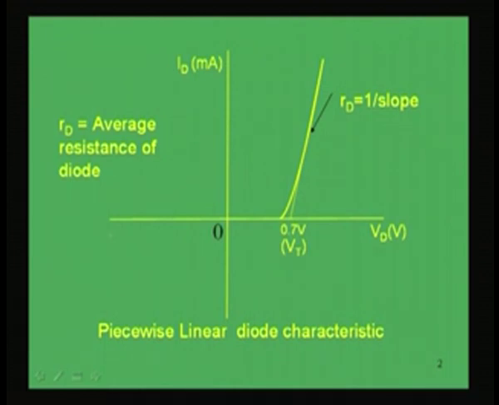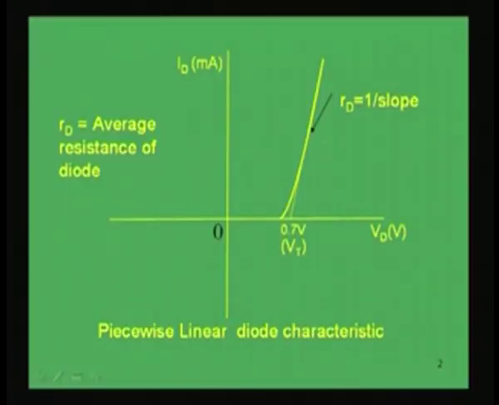We do not consider the reverse saturation current because it is in the micro range, very small, and it will not be significant. Now, if we study this characteristic curve of the PN diode, we see that it is non-linear and it is not easy to model a non-linear characteristic. So, here we have to do an approximation, that is, we will be considering this whole characteristic as a piecewise linear characteristic.